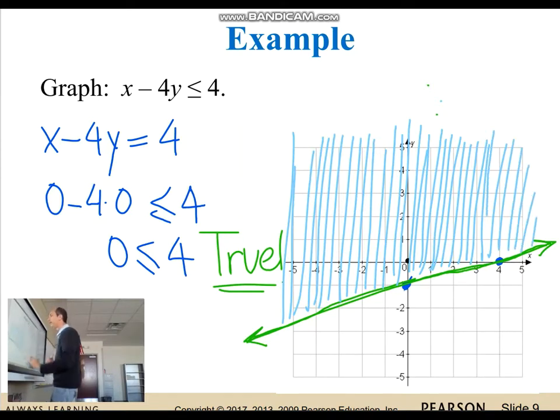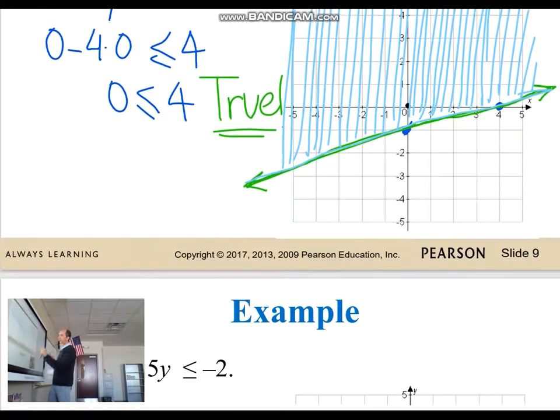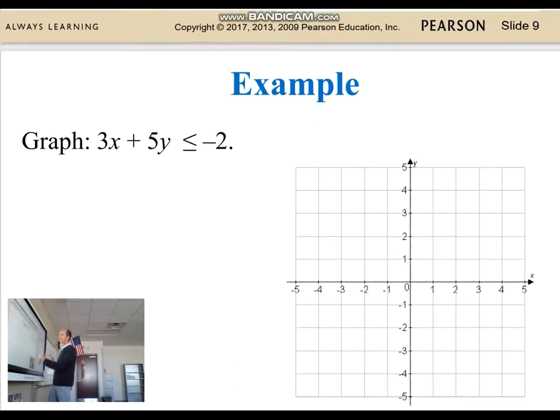Okay, so all this here is the solution set. And remember the boundary is a solid line because yes, the boundary is included in the solution set. Nice. Now let's work on another example.